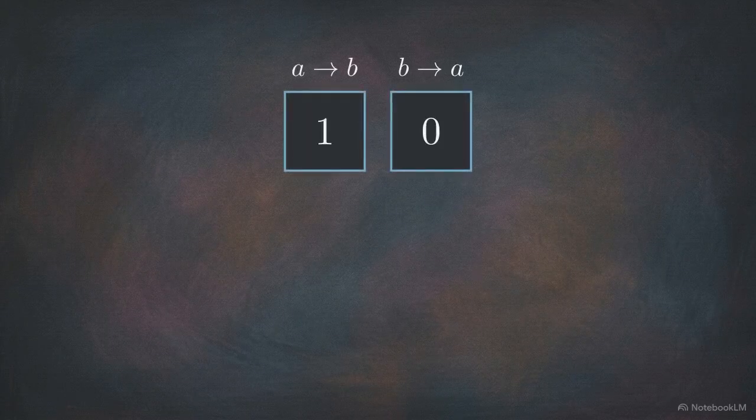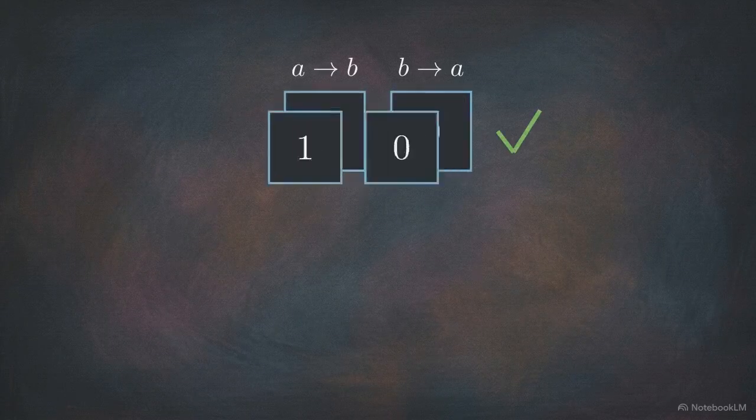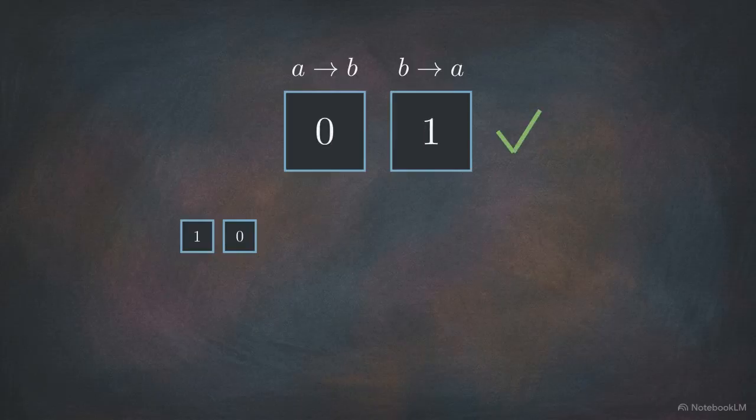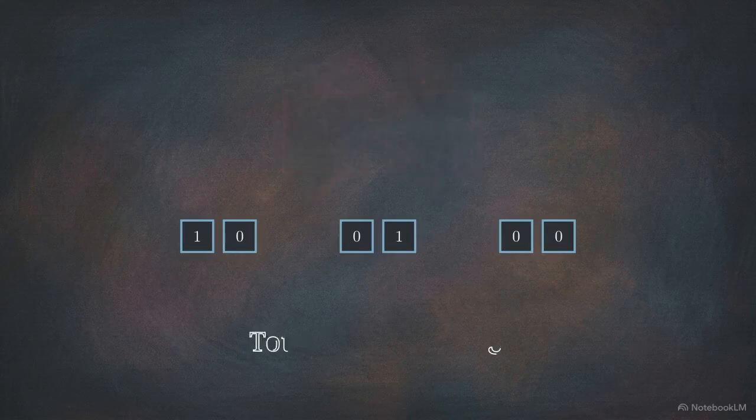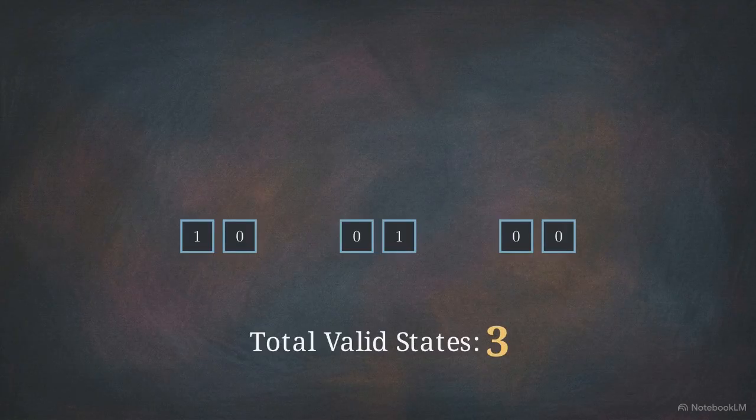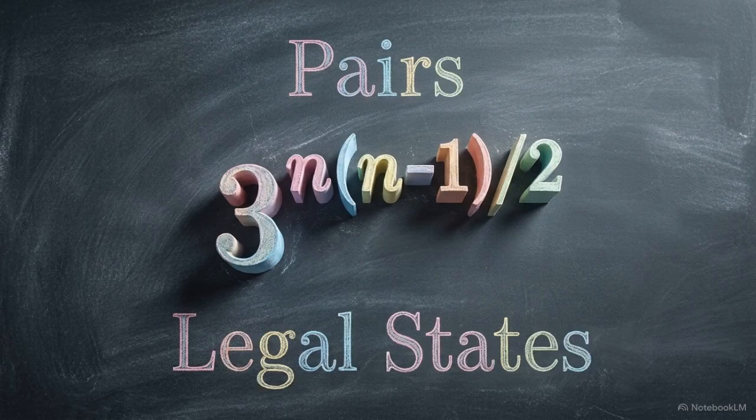Now look at the student's logic for a single pair. For any mirrored pair, option 1 is assigning a 1 to the first cell and a 0 to its mirror. Option 2 is the reverse, 0 and 1. Option 3 is setting both to 0. But setting both to 1 is an illegal state, as it violates asymmetry. We are left with exactly 3 legal states per pair. Because we have n times n minus 1 over 2 geographic pairs, and each pair has exactly 3 legal states, the total asymmetric relations is 3 to the power of n times n minus 1 over 2.